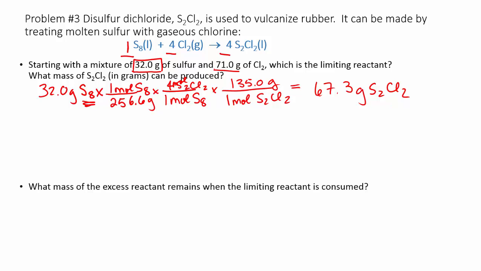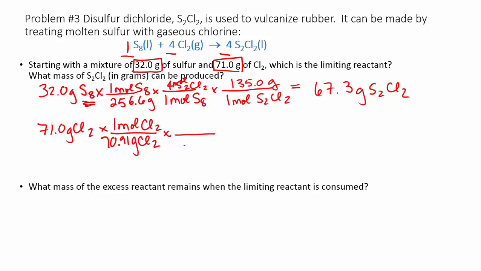Okay, now I can't ignore the second value that's given to me, so let's deal with that. 71.0 grams of Cl2. Let's figure out how much product I could make if all my chlorine got used up. So first step is I'm going to convert from mass of chlorine to moles of chlorine. So my molar mass is 70.91. Then I'm going to use my mole ratio step. In this case, it is a 4 to 4 ratio, or you could simplify that to 1 to 1 ratio.